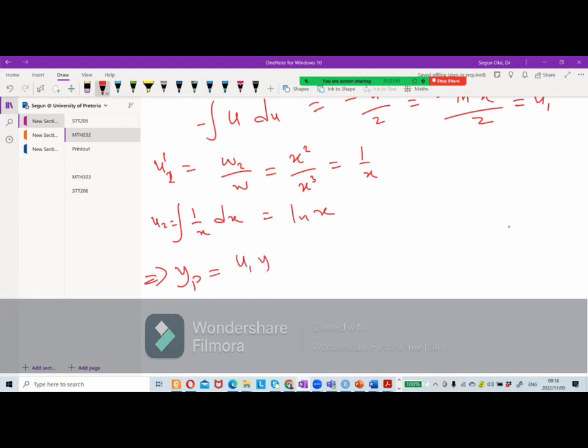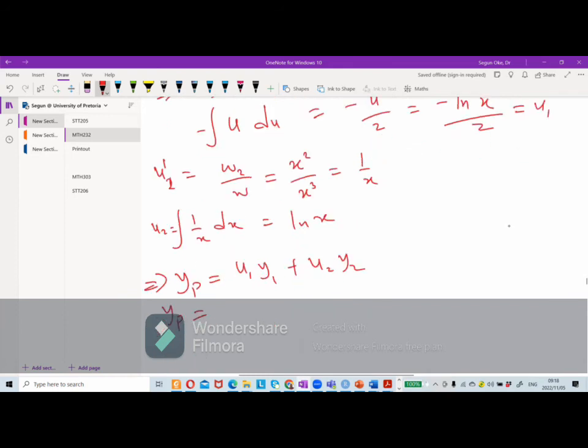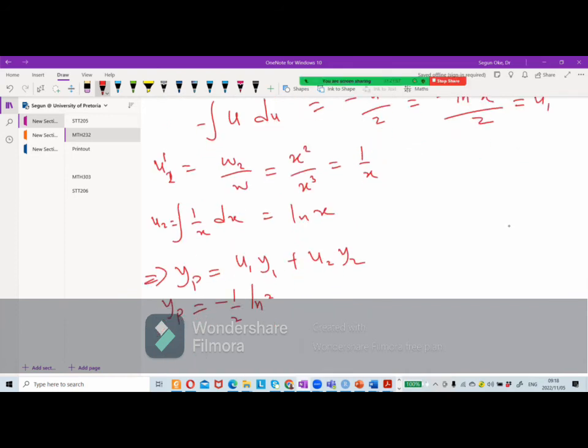yp equals u1 y1 plus u2 y2. Excuse me. u1 is what? Negative 1 over 2 ln squared x, absolute value, don't forget, multiplied by y1, x squared, plus what is the u2? u2 is ln x, right? Ln x. Yes. Multiplied by what? y2.